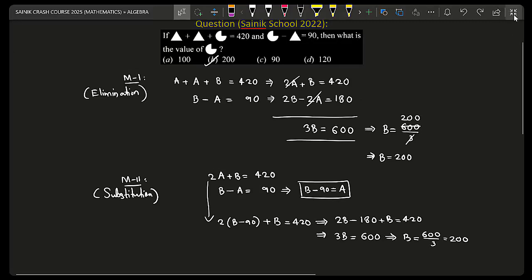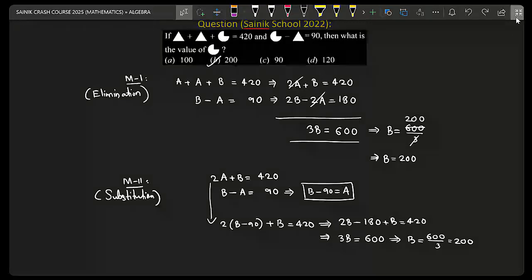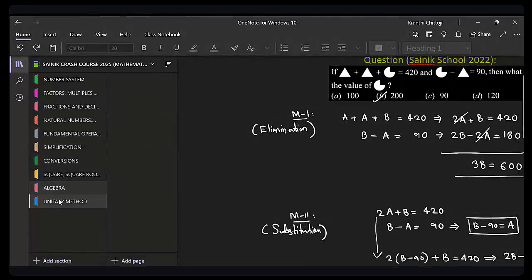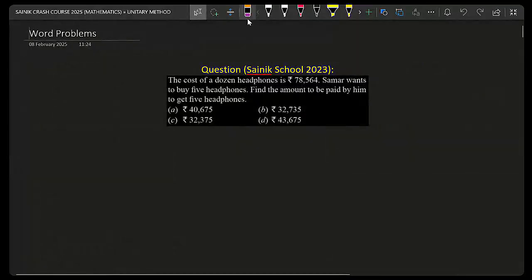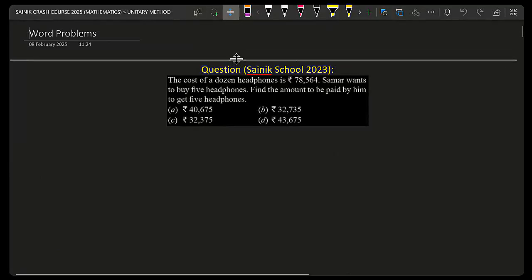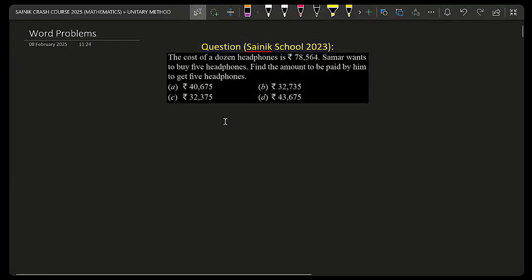So this is from algebra. All the previous year questions we discussed. Today we're going to start the new topic, that is unitary method. So most of the times in almost all grant tests, at least 2 to 3 unitary method questions will be there. So this is the first question.